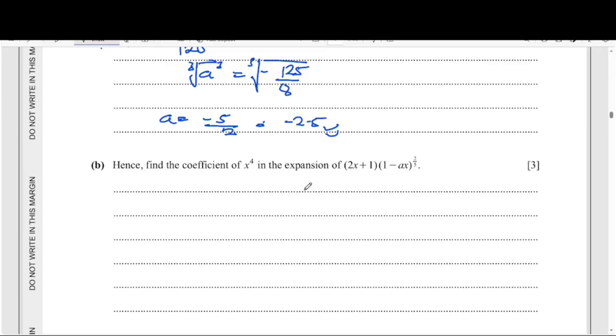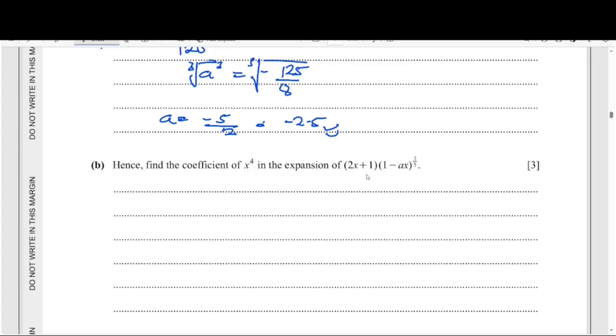Question number 4b says, hence find the coefficient of x^4 in the expansion of this expression: (2x + 1)(1 - ax)^(2/5). And so we need to find the coefficient of x^4.